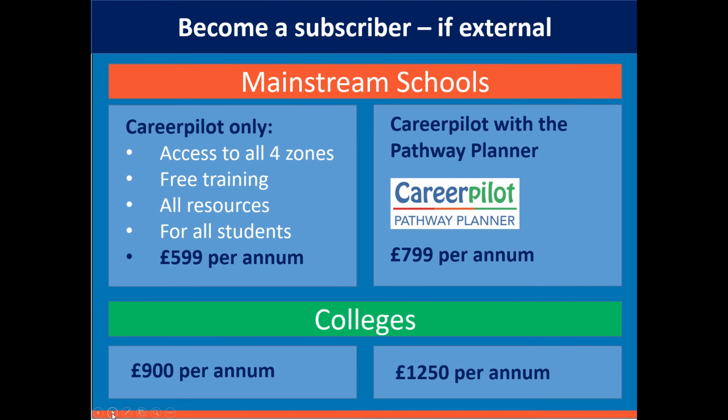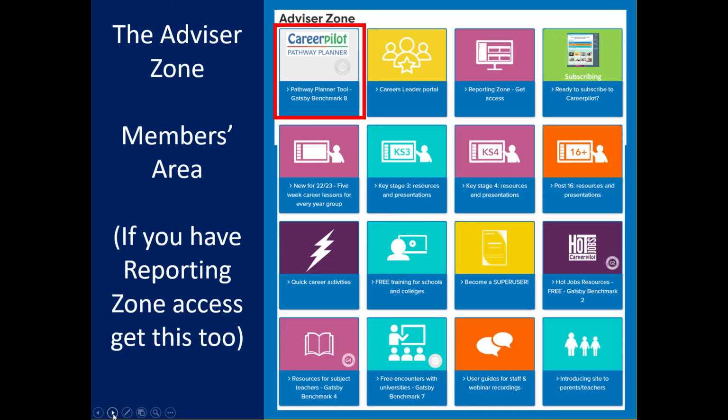If you want to subscribe to Career Pilot because you're out of that green, free to use zone I was talking about, then the 4 zones will be $599 per annum. And if you add on the Pathway Planner, then it's $799 per annum. So essentially the Pathway Planner is only £200 if you put them both together. For colleges, it's more, and for SEND schools, it's less. Probably best to get in touch to find out if you need to know more.